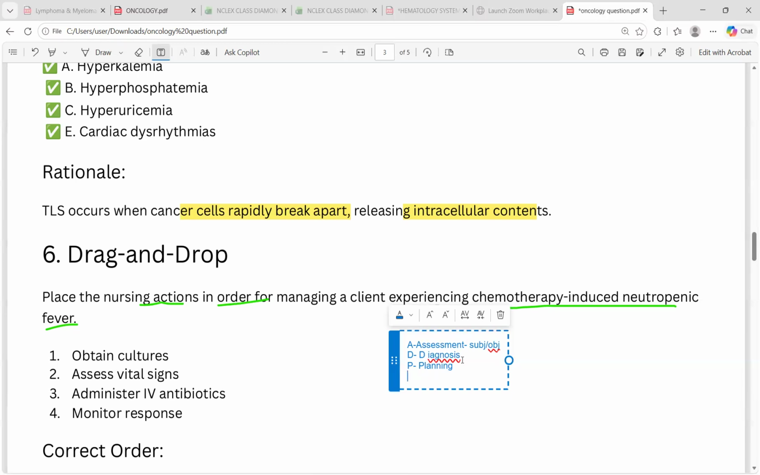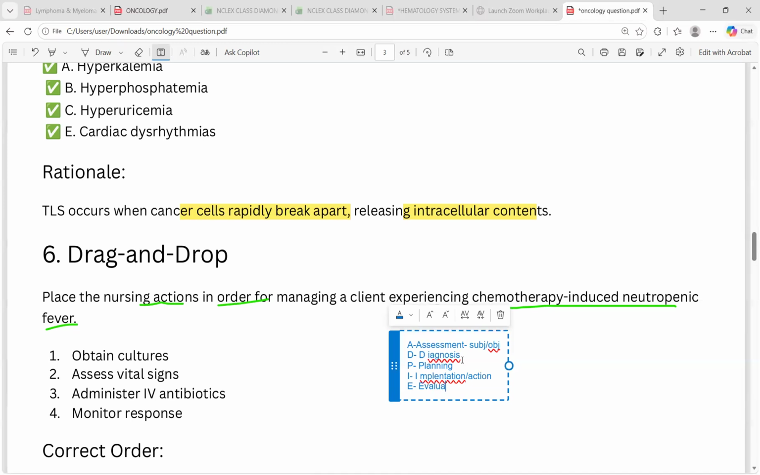At the assessment step, by checking the assessment we will get the subjective and objective data, and we can make the nursing diagnosis. According to the priority of the problem, we can plan the care. Next is I, which means implementation. Implementation means action, that means we do the planned care. And E, the last one, means evaluation, that means we need to evaluate the care.